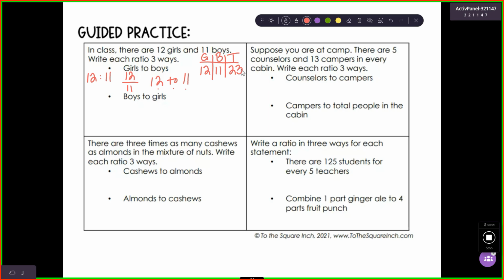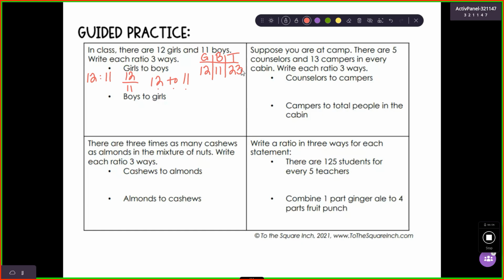Now, is that the only way to say ratios? No, but that's what you'll hear constantly. 12 out of 11. 12 over 11. You could hear it as that because fractions are ratios. Fractions are ratios. Good job.